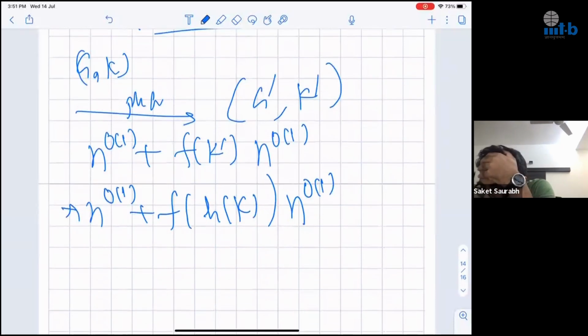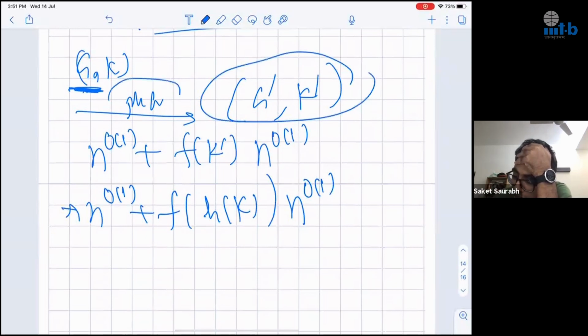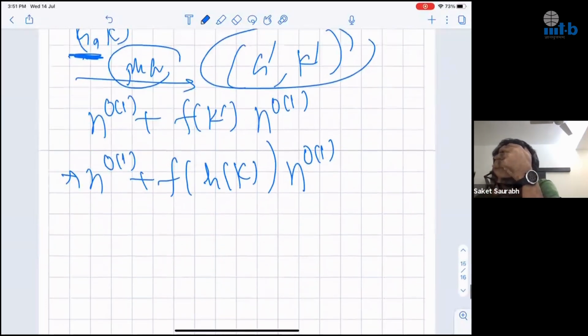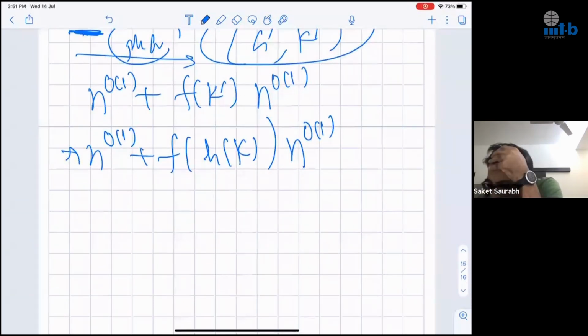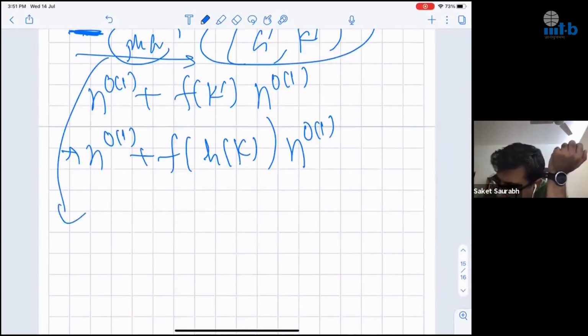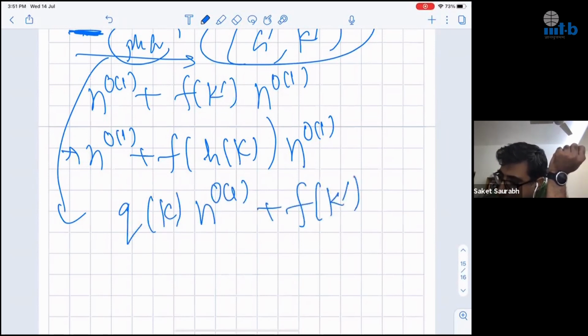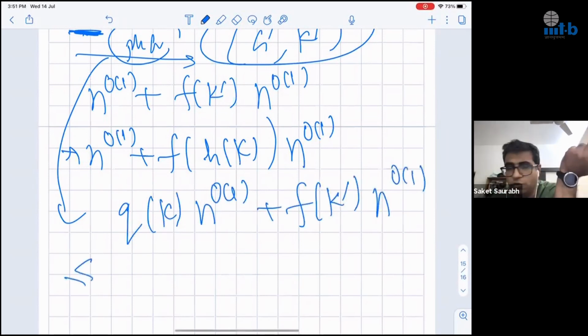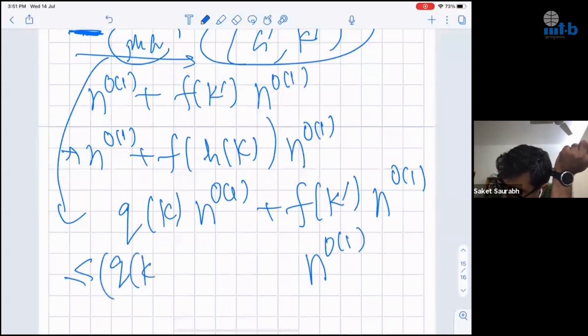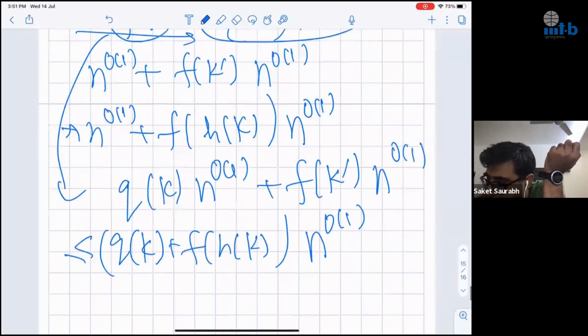But now I still ask myself, why do I need to take polynomial running time when I construct this instance G prime, k prime? Why polynomial n time? Let's make it q of k times n to the power big O of 1 plus some f of k prime times n to the power big O of 1. Then this still looks fine, because n to the power big O of 1 is fine. This is like q of k plus f of h of k. This is still a function of k, right?